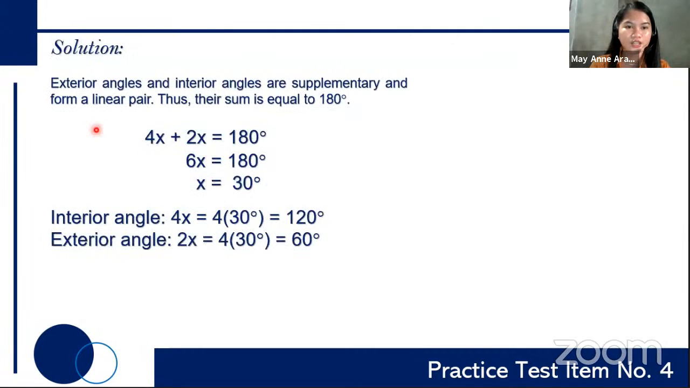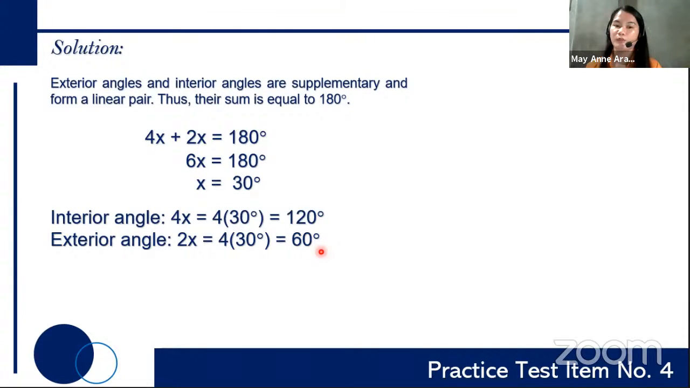So exterior angles and interior angles are supplementary and form a linear pair, meaning their sum is 180 degrees. So for this, you have 4x plus 2x is equal to 180 degrees. So you have 6x equals 180 degrees and divide both sides by 6, that is 30 degrees. And for the interior angle, so we know that the interior angle of this polygon is 120 degrees and the measure of the exterior angle is 60 degrees.